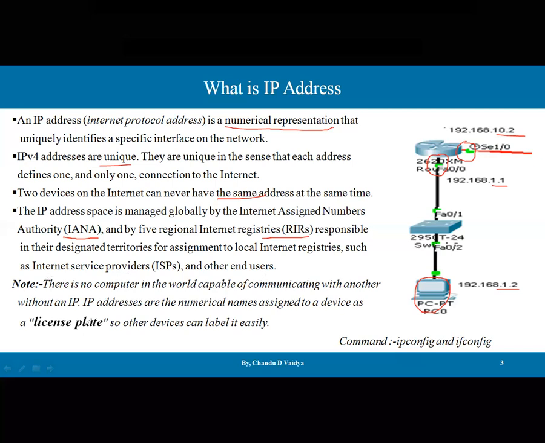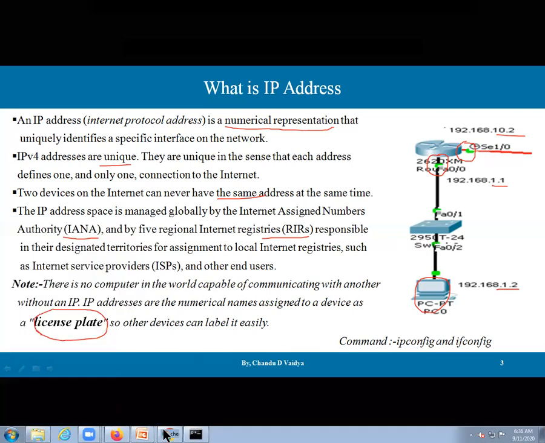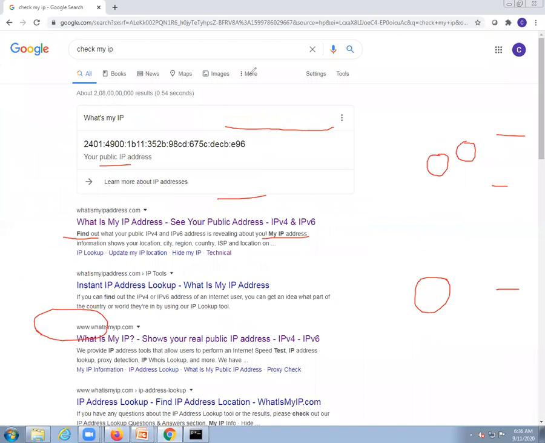So if you go with the IP address key notations, there is no computer in the world capable of communicating with another without an IP address. IP addresses are numerical names assigned to a device like a license plate, so that other devices can label it easily. If you go online and search, let's say, check my IP address, it will give us the IP address like 201, etc. This is what IP version 6 is available over.